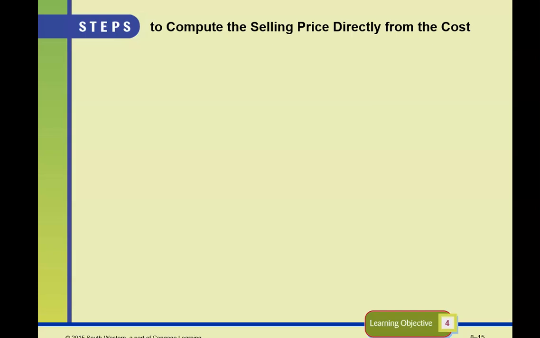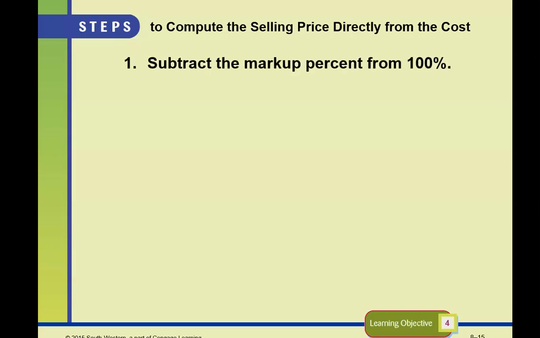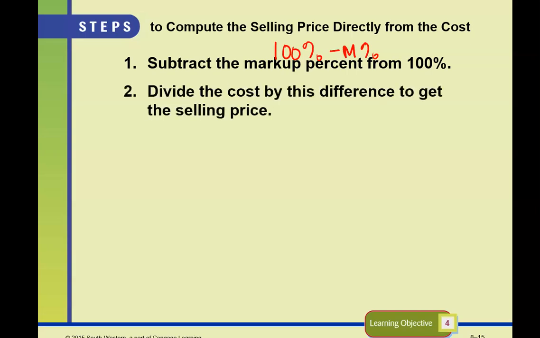Okay, there's a few more examples here. In this one, we're going to compute the selling price directly from the cost. The first step is to subtract the markup percent from 100%. So 100% minus markup percent. The second step is to divide the cost by that difference to get the selling price.